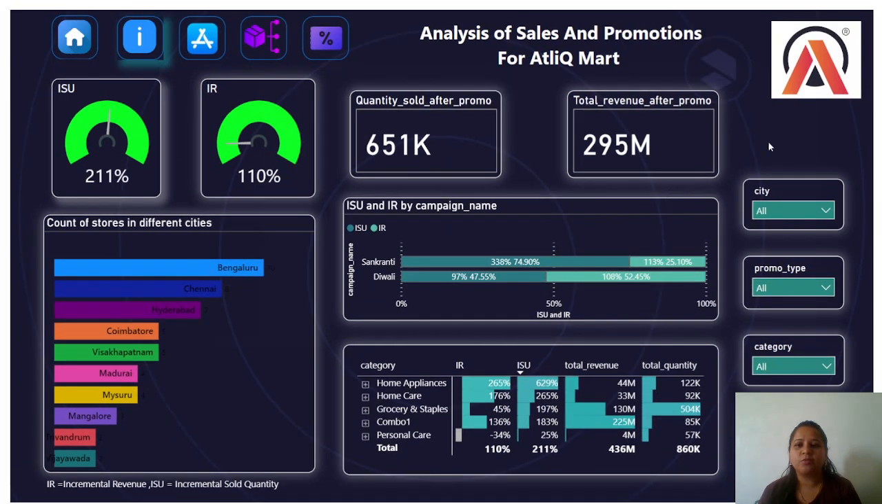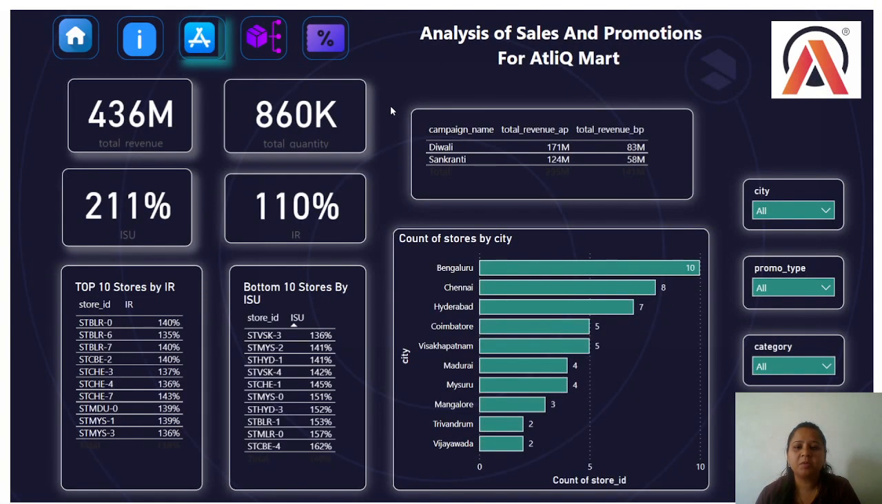So this is the dashboard which gives you the basic idea for different cities, different stores, different categories, and what their incremental revenue and incremental sold quantity are. Okay, so performance analysis. This page gives you the basic idea regarding different stores in different cities. This graph gives you the count of stores in different cities. Then these are the top 10 stores by IR values, where the highest IR value is 140%. And these are the bottom 10 stores, which have the lowest IR value, 136%.